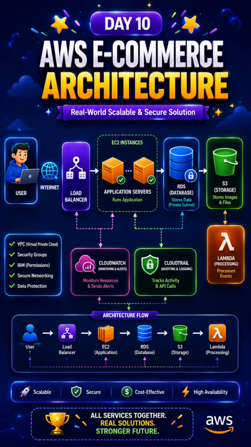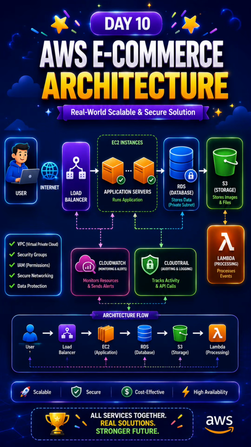Next comes our database. Our application needs to store customer information, orders and product data. For this, we can use Amazon RDS. And importantly, we don't want servers accessing the database directly. The database should stay in a private subnet and only our application server should be able to communicate with it.